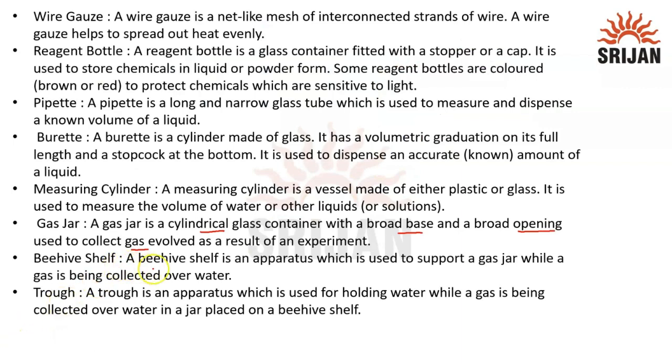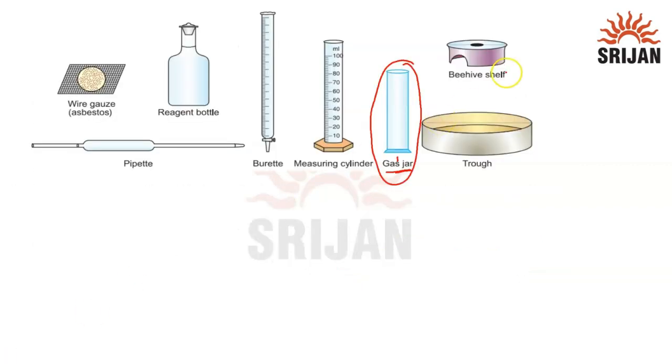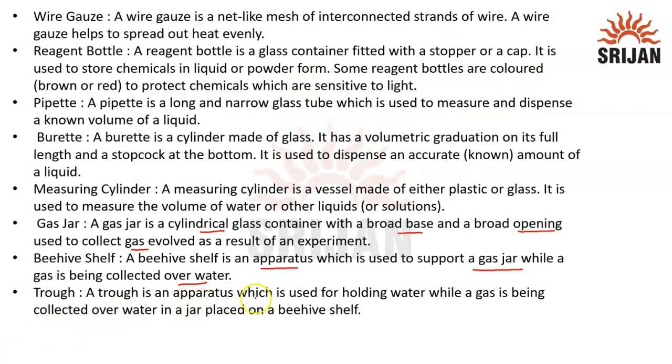Then we have the beehive shelf. The beehive shelf is an apparatus which is used to support a gas jar while a gas is being collected over water. So we will be using this beehive shelf when the gas is being collected over water. Similarly, we have a trough. A trough is again an apparatus which is used for holding water while a gas is being collected over water in a jar placed on a beehive shelf. It means all these three apparatus are interrelated when the gases are being collected.